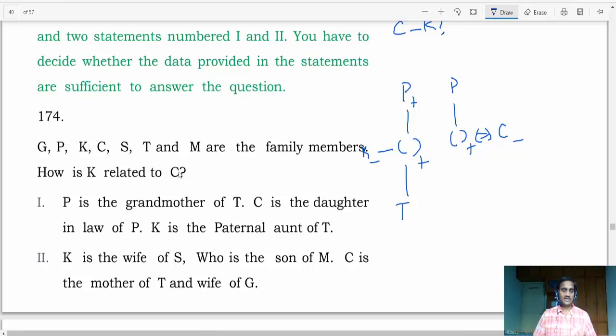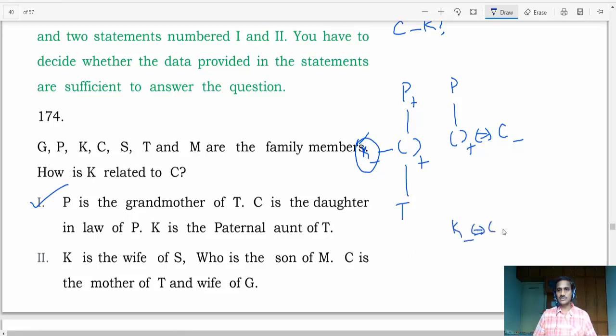Then how is K related to C? Are you getting the answer here? Since K is the paternal aunt, and C is P's son's wife, C may be T's mother or T's aunt. In either case K is the sister-in-law of C. C and K are sisters-in-law. One alone is sufficient.